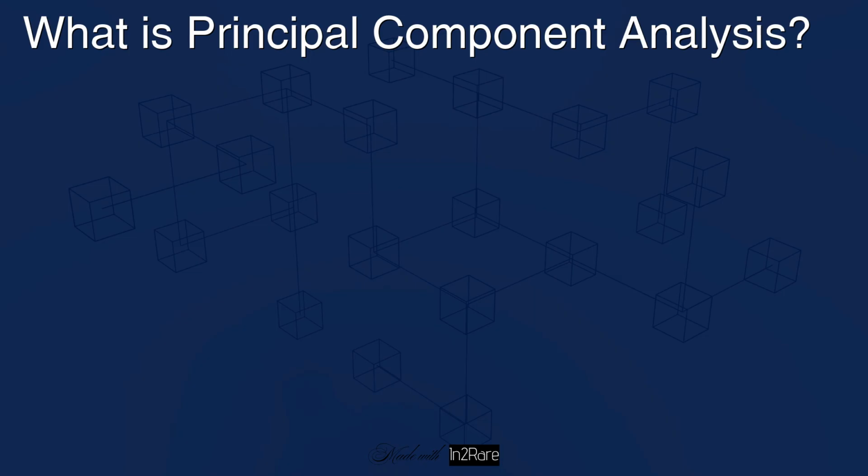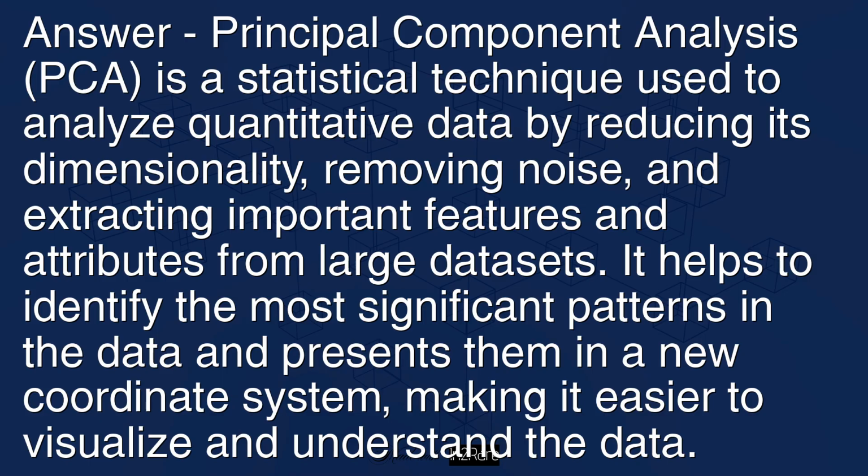What is principal component analysis? Answer: principal component analysis (PCA) is a statistical technique used to analyze quantitative data by reducing its dimensionality, removing noise, and extracting important features and attributes from large datasets. It helps to identify the most significant patterns in the data and presents them in a new coordinate system, making it easier to visualize and understand the data.